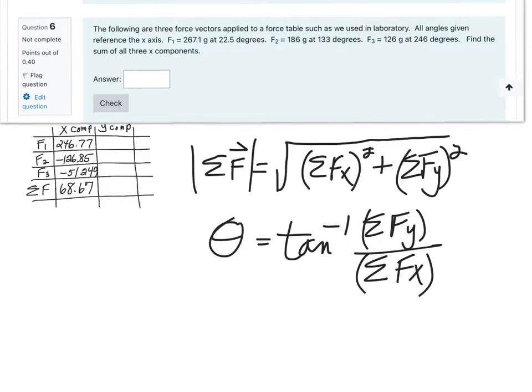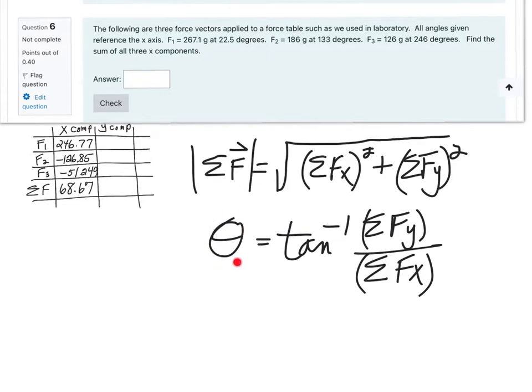So you would finish filling out the table, and then you would get the sum of the y components, and then you would just use the Pythagorean theorem. You're taking the sum of the x's and the sum of the y's, you're squaring them, and this gives you the magnitude of the answer, the length of the vector.